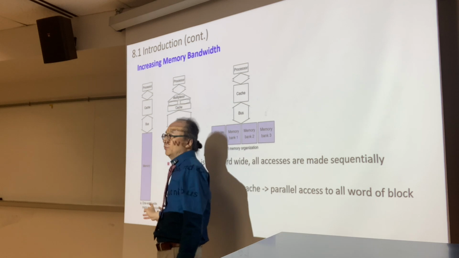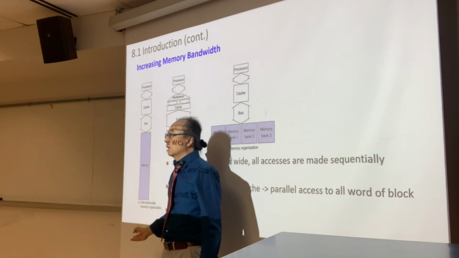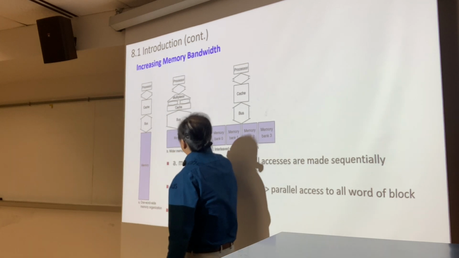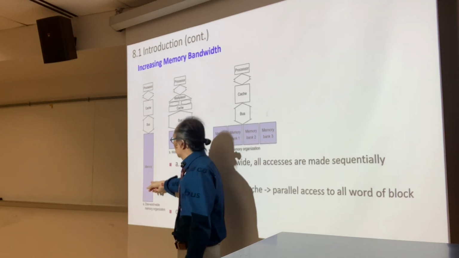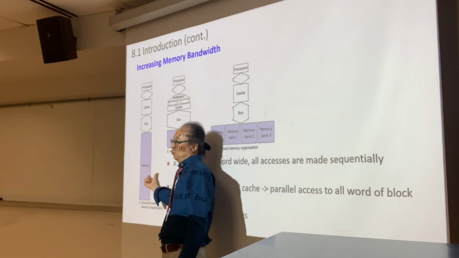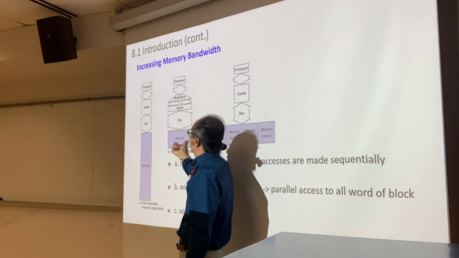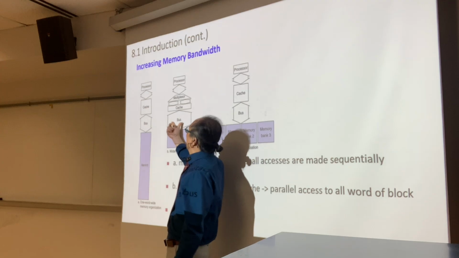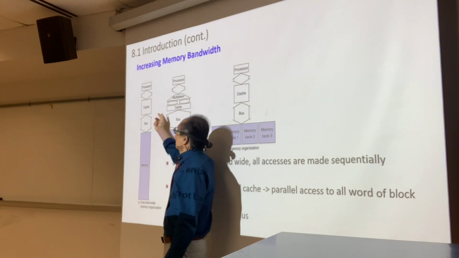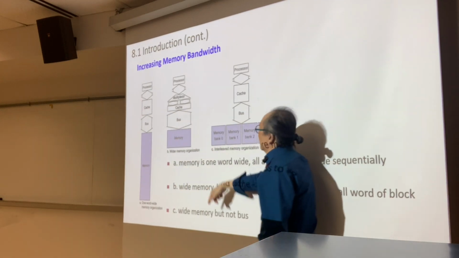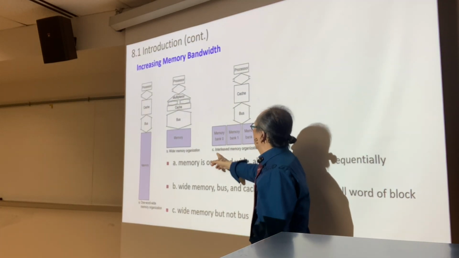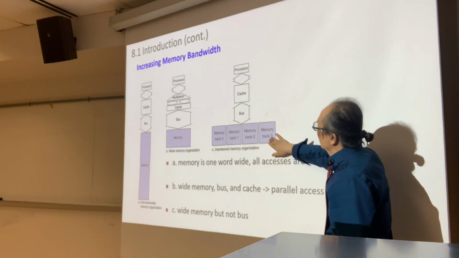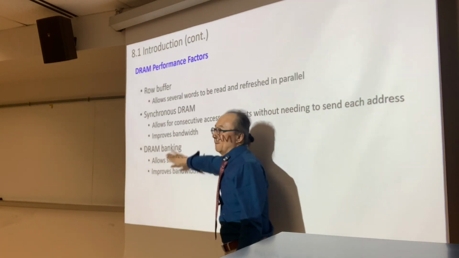Okay, so if this is the case, we want to calculate the bandwidth. We can also do wider memory. So in this case, 2 of this memory width, 64. Of course, we're going to have the bus, and then we can increase the cache as well. So that's wider memory organization. And then interleaved memory organization. That's what we meant by banking.